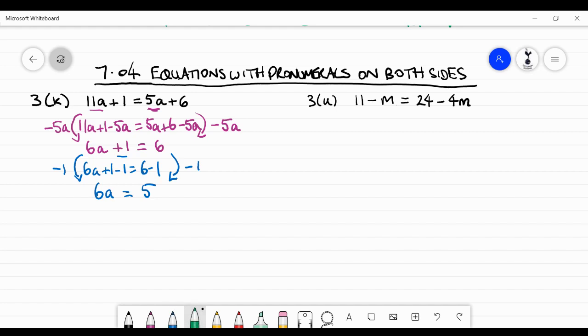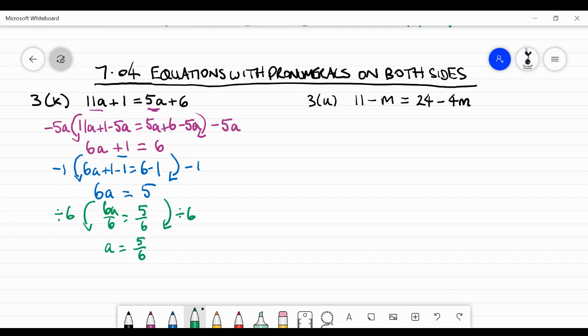Final step, divide both sides by 6. So we get 6a on 6 is equal to 5 on 6. So a is equal to 5 on 6.